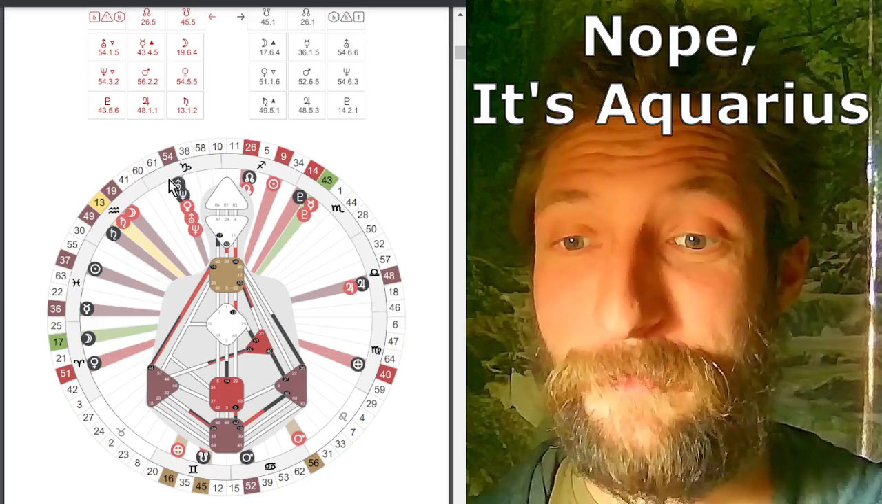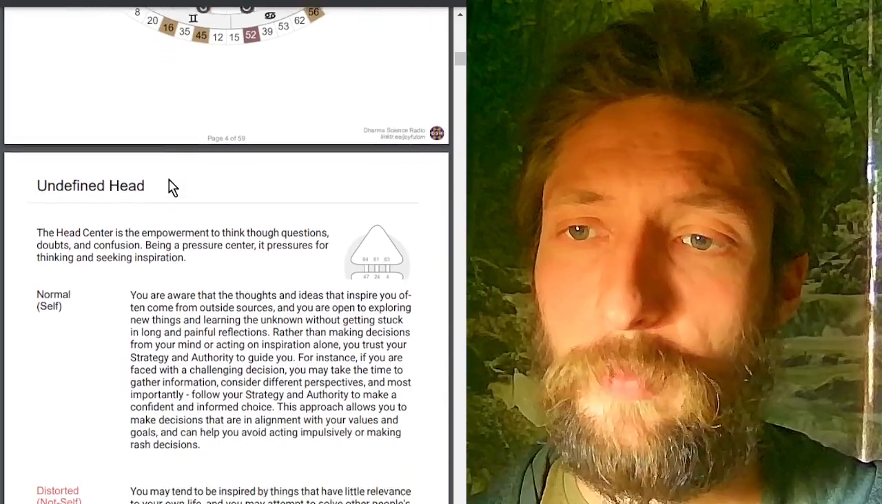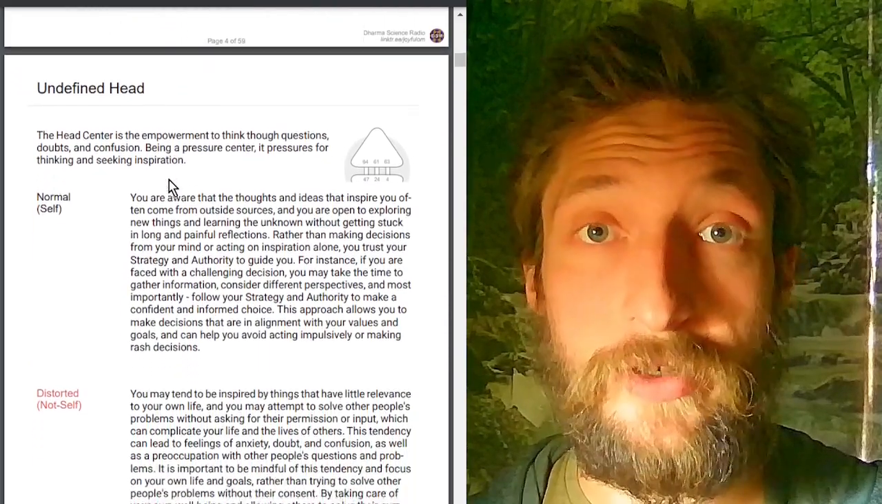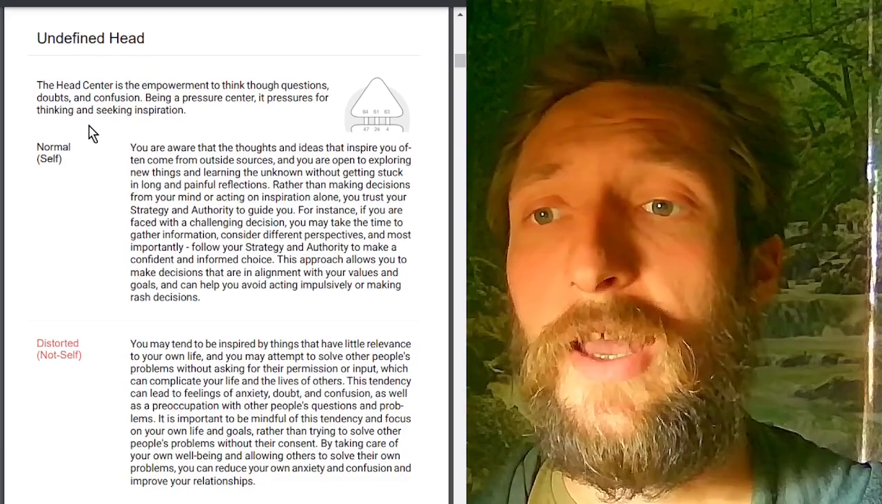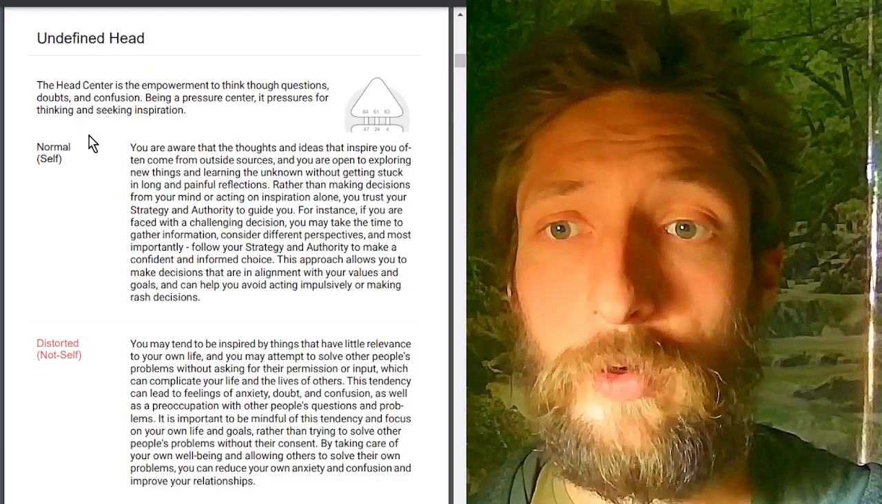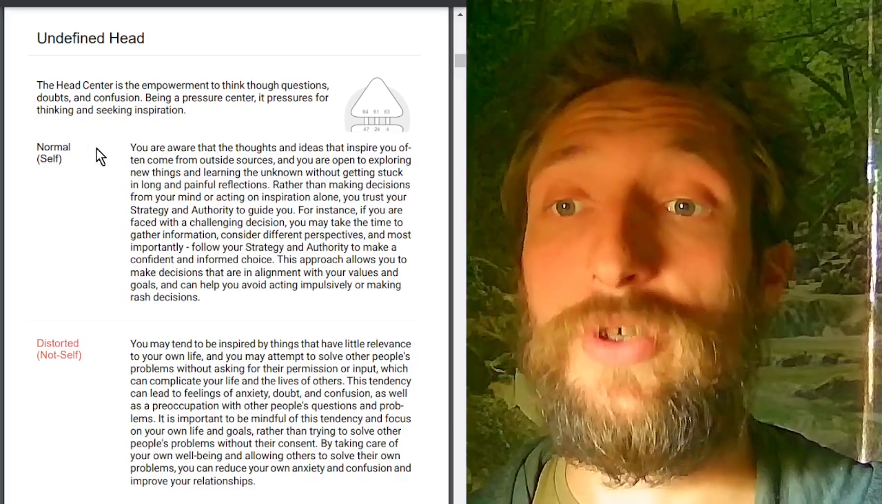At any rate, we see these three primary charts, and then in the report it'll go into your energy centers. As you can see here, it's talking about my undefined head center. The head center is the empowerment to think through questions, doubts, and confusion.